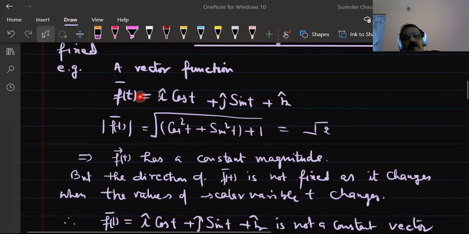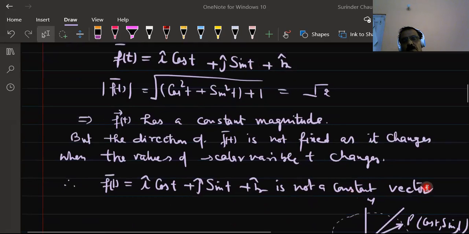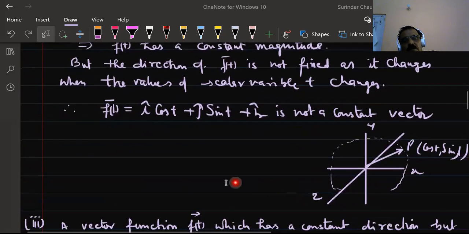So this vector F(t), equal to cos t i plus sin t j plus k, is a vector which has constant magnitude but its direction changes as the value of t changes. So this is not a constant vector. This is a vector with constant magnitude that does not have a fixed direction.